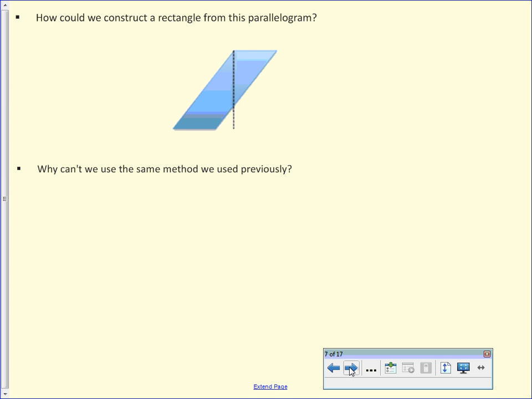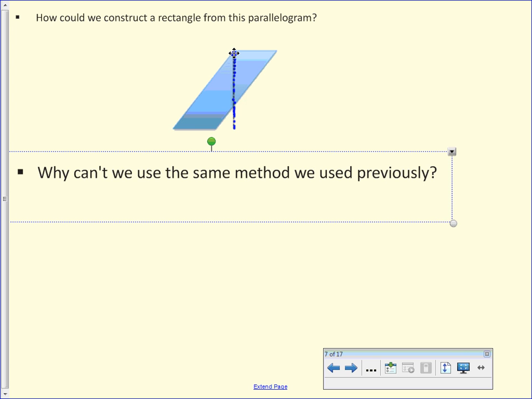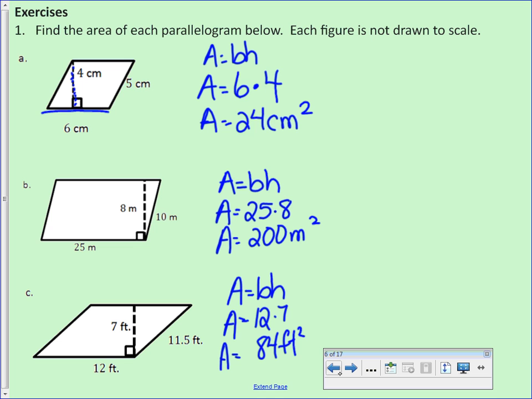But now, hold on a second. Take a look at the board, please. Here's another picture where if we drew the height from the angle to the other side, did it intersect with the base? No. What are we going to do? How are we going to find the height? So let's take a look. Can we use the same method that we used before? Let's take a look and see.